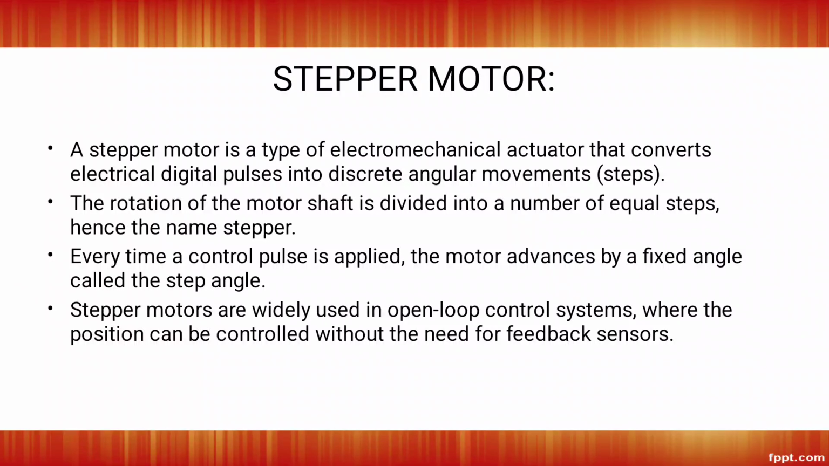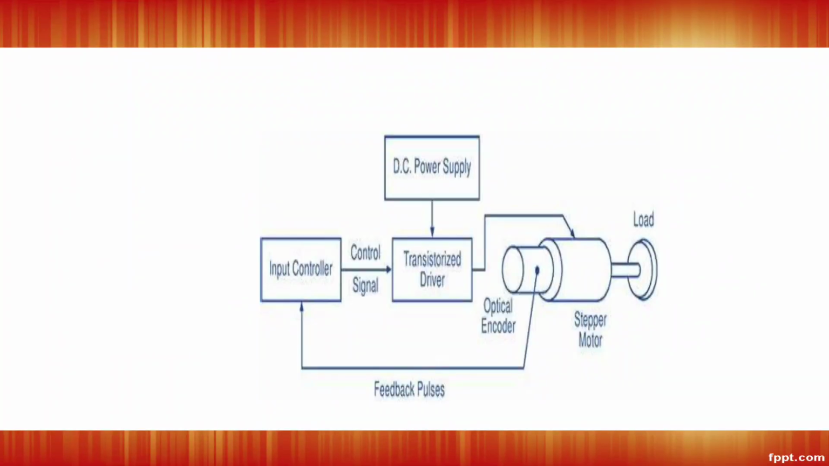Stepper motors are widely used in open loop control systems, while our DC servo and AC servo are used in closed loop control systems, whereas here the position can be controlled without the need of feedback sensors. So this is the block diagram for a stepper motor, and it consists of an input controller, DC power supply, driver, and a stepper motor connected to a load.